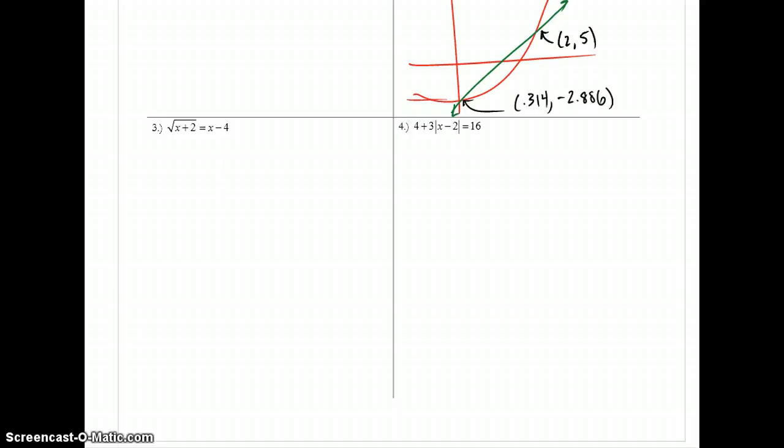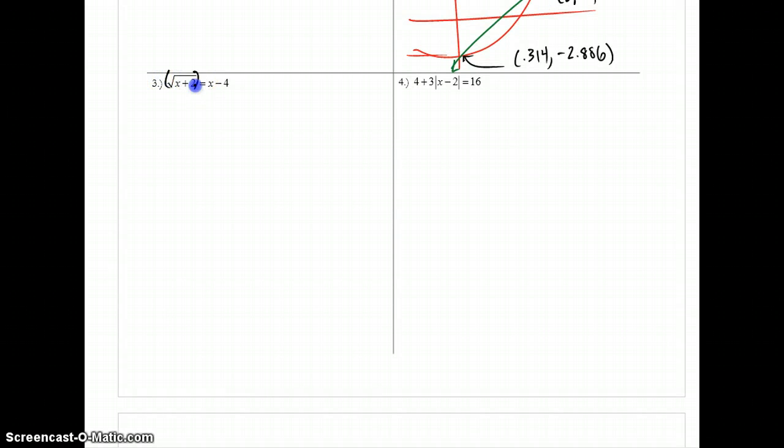Third question, we have a square root. I want to get rid of the square root, so I square both sides. When you square a square root, they cancel. You do not need the absolute value on these when you square it. If you took the square root, you would put absolute value, but we squared it.